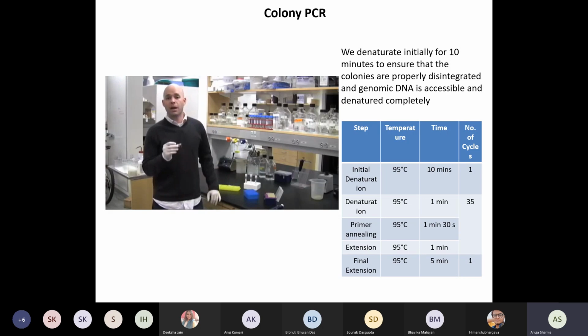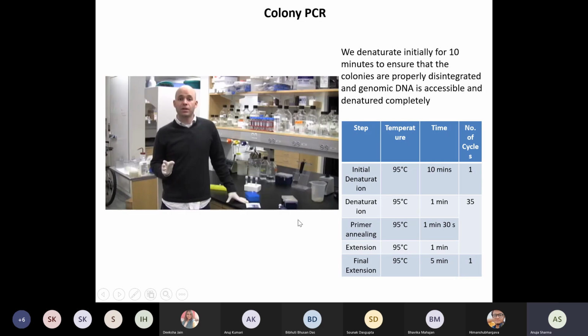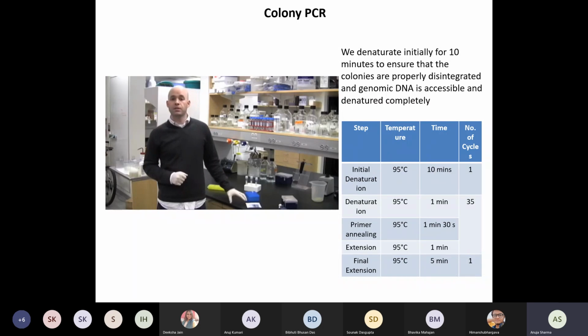All right, so once you've added all of your master mix to each of the tubes, you're ready for PCR. After your PCR reaction, you want to analyze each sample by agarose gel. This is going to allow you to rapidly tell which samples had an insert and which samples did not.